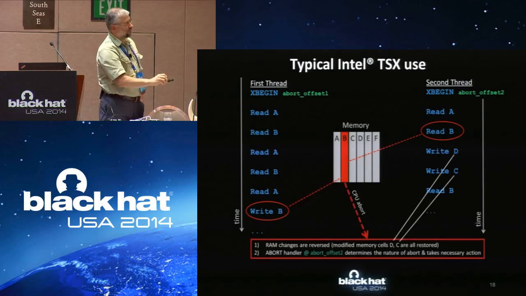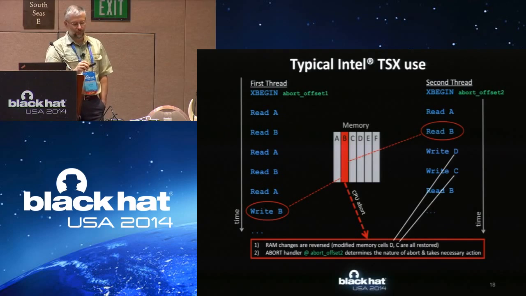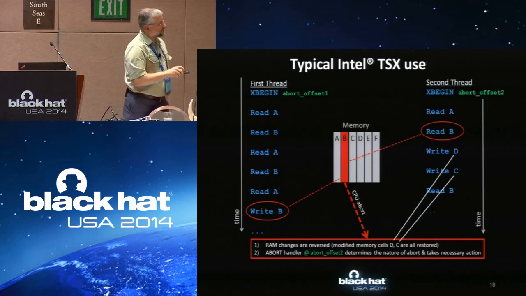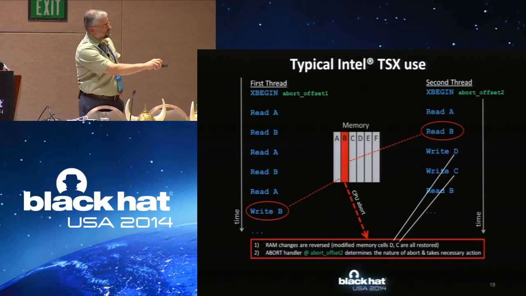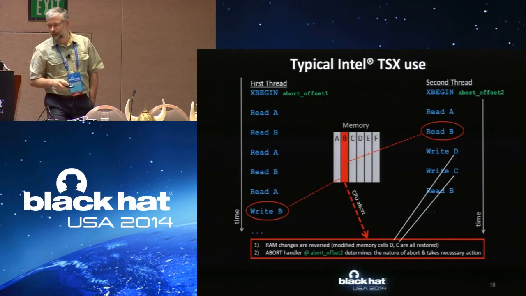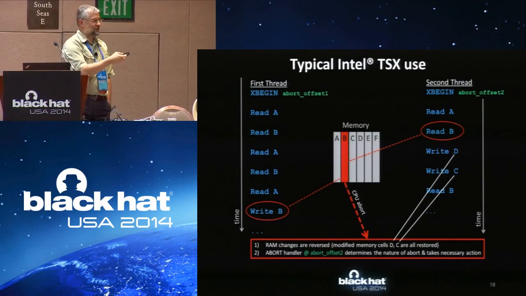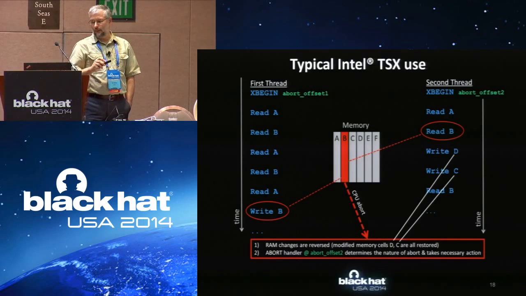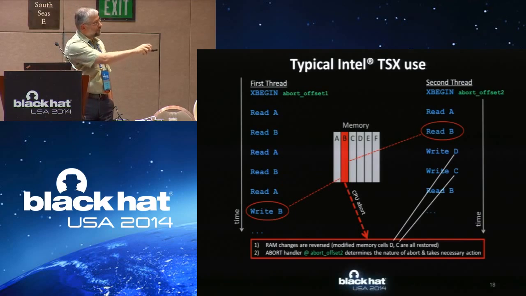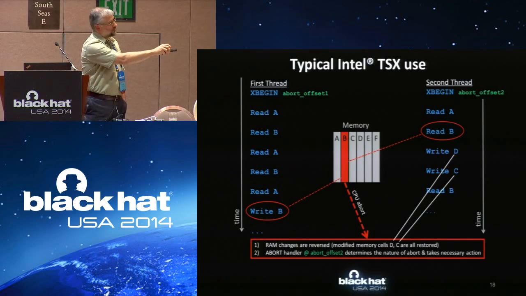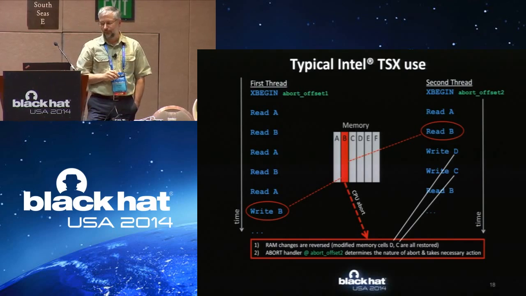So at this point, immediately, the CPU in hardware generates a CPU abort. All the memory changes that were done by the second thread, all these writes to locations D and C are reverted, and they were not visible to other threads in the first place. And the abort handler associated with that thread receives control. So that offset 2 receives control. That is typically how TSX is working in standard mode.